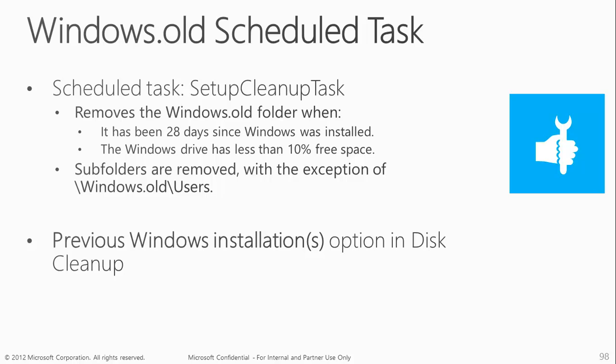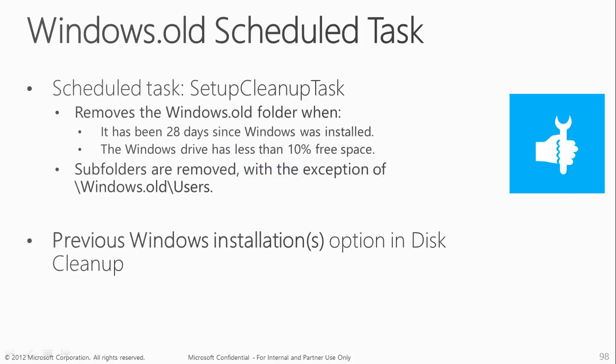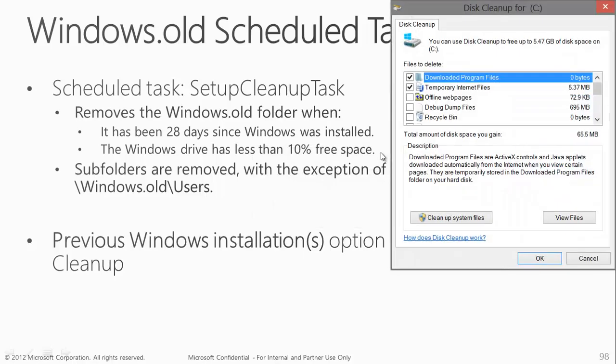If you want to remove the remaining contents of this folder, or if you want to remove the windows.old folder prior to the scheduled task executing, you can use the previous Windows installation options in disk cleanup. Let me show you what that looks like real quick. Actually, I'm not going to have that option here, but what I do is go into the disk cleanup utility. And this is useful if you ever need to delete a windows.old folder.